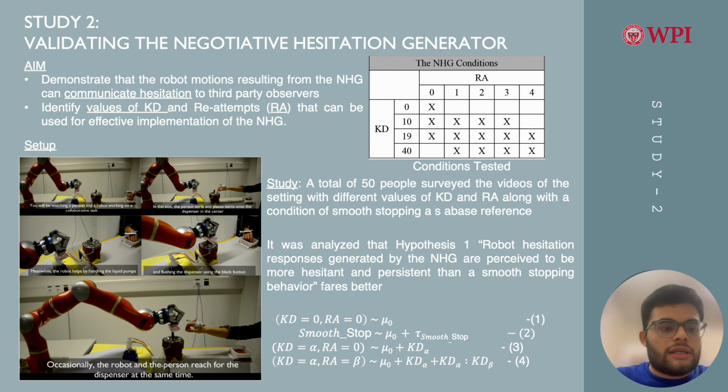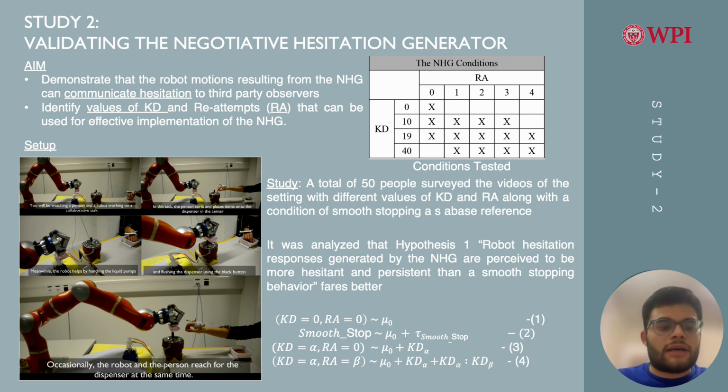Over here, we can clearly see the setup: a robotic hand which controls two liquid pumps. In between the robot and the human, there is a dispenser which is controlled by a black button on the top. The human's task over here is to separate two heaps of lentils and put them in the dispenser by pressing the button.